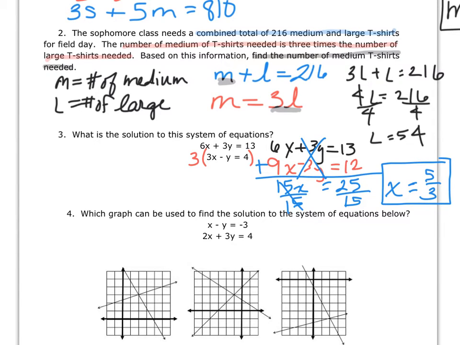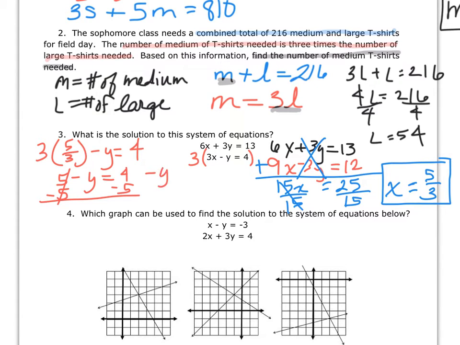No, not at all. So if I say 3 times 5/3 minus y equals 4. So what is 3 times 5/3? 5. So I have 5 minus y equals 4. And we already know what y is. So if I subtract 5 from both sides, I get, I'm running out of room, so I'm going to write right over here. Negative y equals negative 1. So if I divide both sides by negative 1, I get y equals 1.